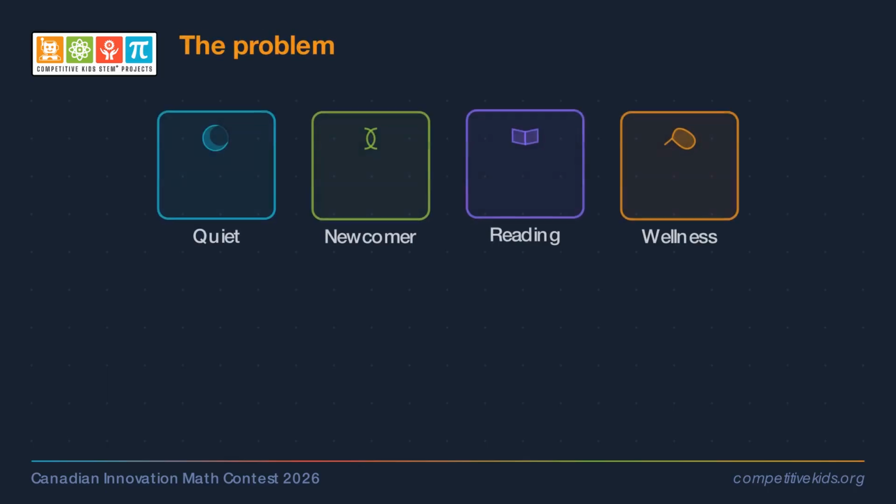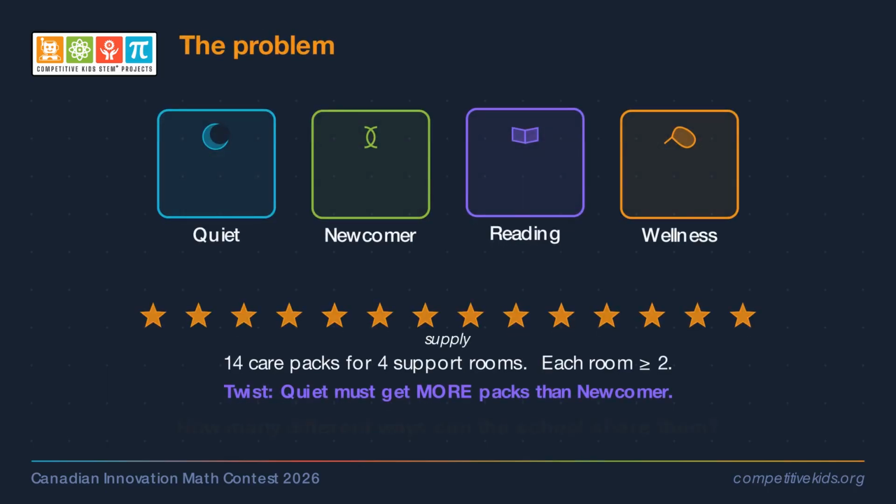A school is sharing 14 care packs among 4 support rooms: the quiet room, the newcomer room, the reading corner, and the wellness room. Each room must get at least 2 packs. There is a twist. The quiet room must get more packs than the newcomer room. How many different ways can the school share them?